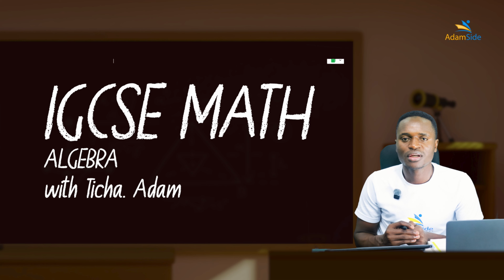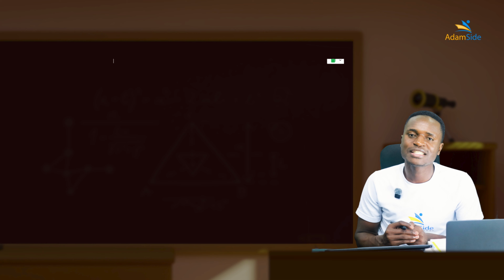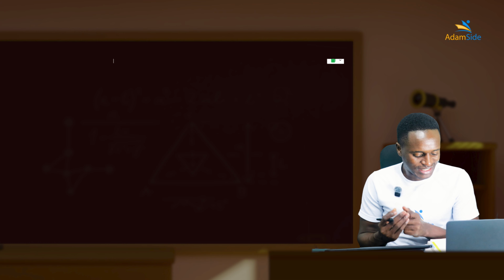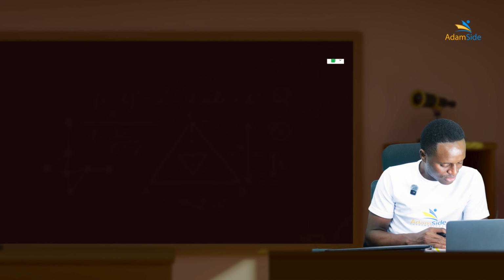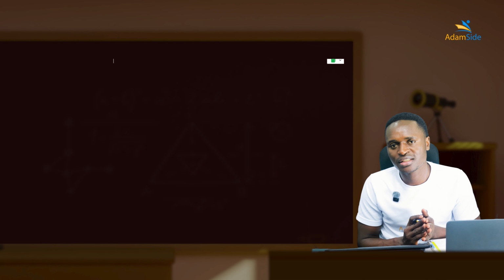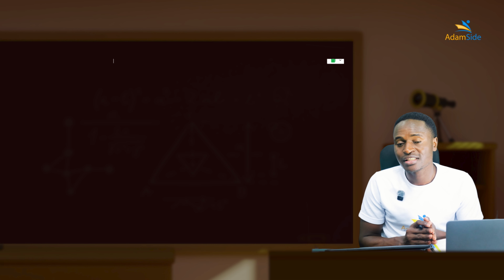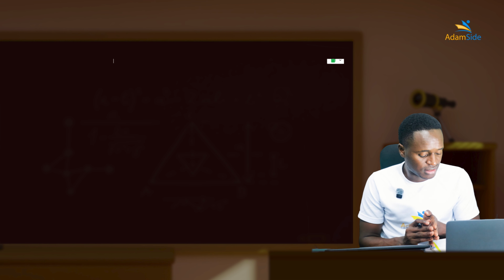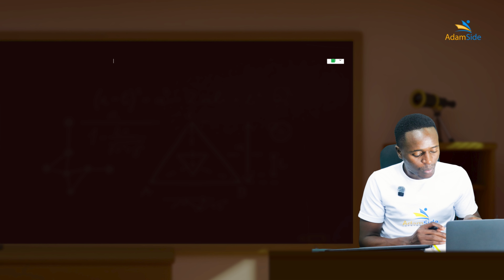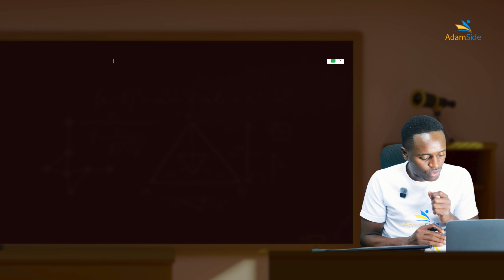I'll be solving quadratic equations by using the completing the square method. I showed you how to write a quadratic equation by using the completing the square method, and you completed it to make it a perfect square. And now they want us to use the completing the square method to solve. So how do we solve?